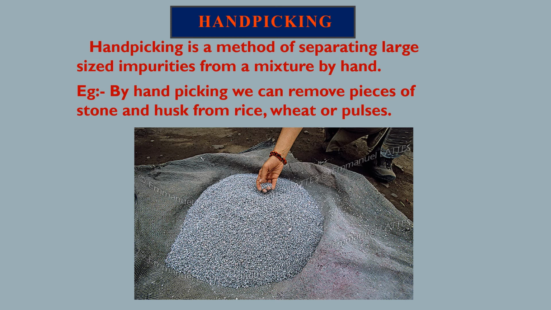First, we are going to study handpicking. Handpicking is a method of separation of large-sized impurities from a mixture by hand. Examples: by handpicking, we can remove pieces of stone and husk from the rice, wheat or pulses. We can separate mangoes from a mixture of mangoes and leaves. The leaves will be fewer in number. We can remove the leaves. So these are examples of handpicking.